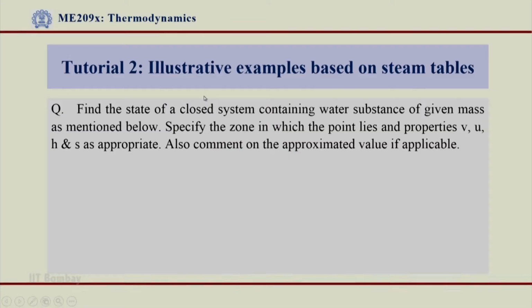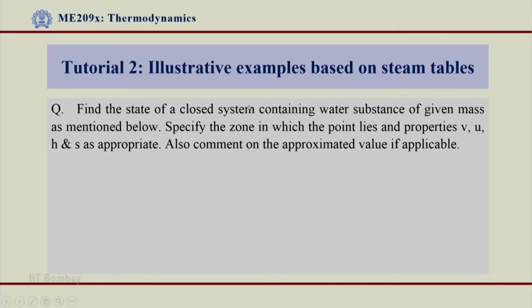So, welcome back. Let us go to tutorial 2 now and let us have some more illustrative examples based on steam tables. The question is, find the state of a closed system containing water substance of given mass as mentioned below, which you can see in the next table. Specify the zone in which the point lies and properties V, U, H and S as appropriate. Also comment on the approximation value if applicable.